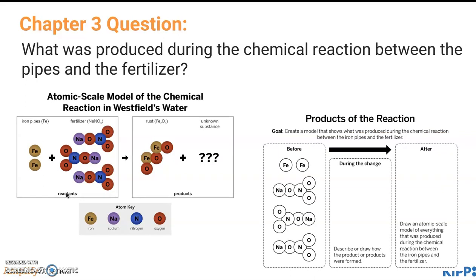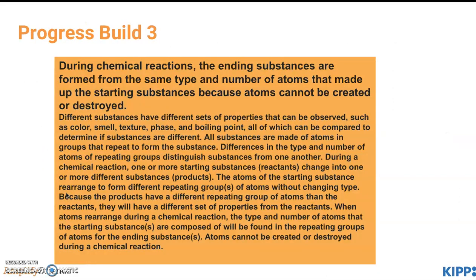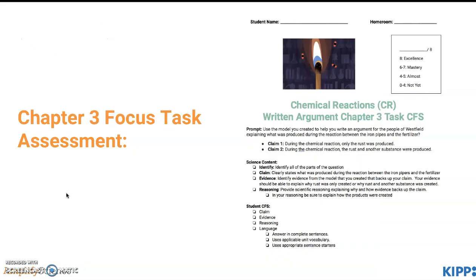To conclude Chapter 3, students apply their understanding of what happens during chemical reactions to identify what other substance, besides rust, was produced by the reaction between the iron pipes and the fertilizer. Chapter 3, Progress Build. During chemical reactions, the ending substances are formed from the same type and number of atoms that made up the starting substances because atoms cannot be created or destroyed.